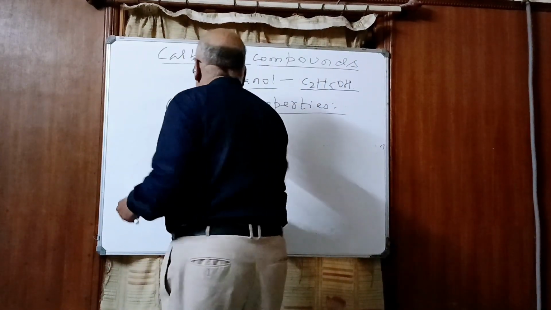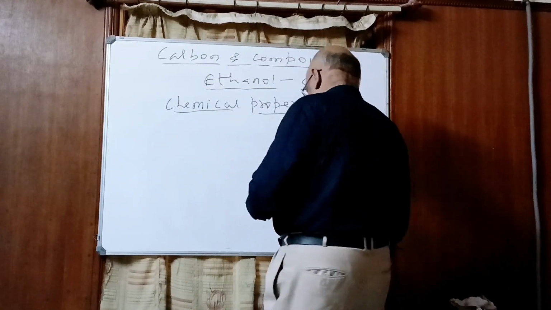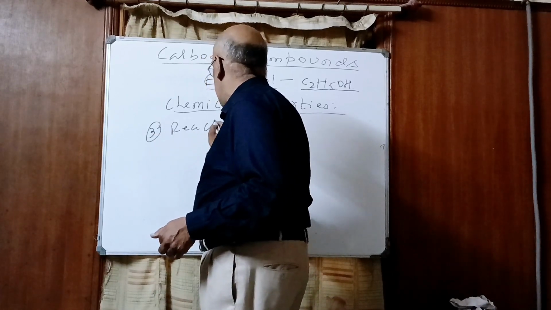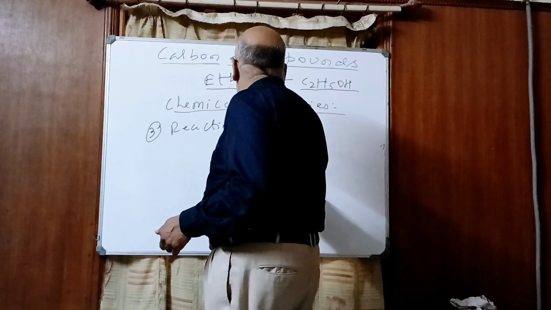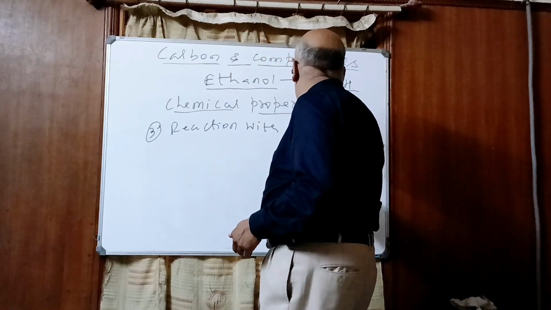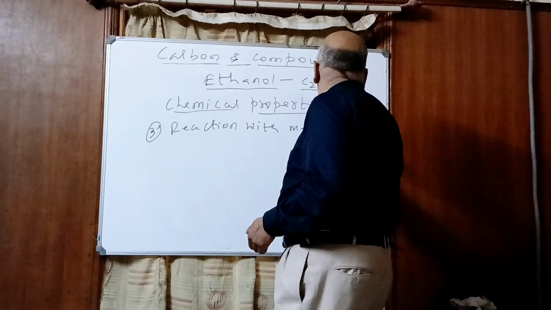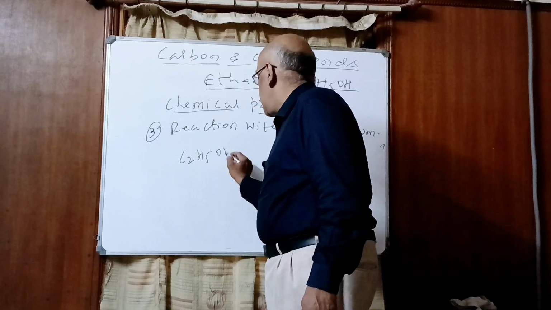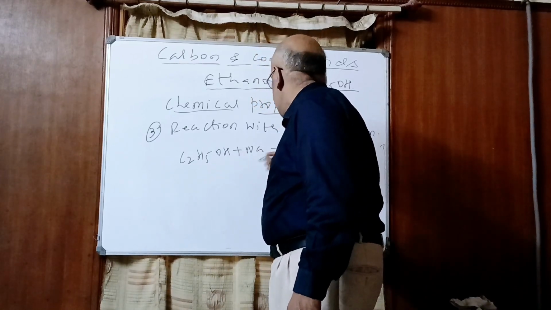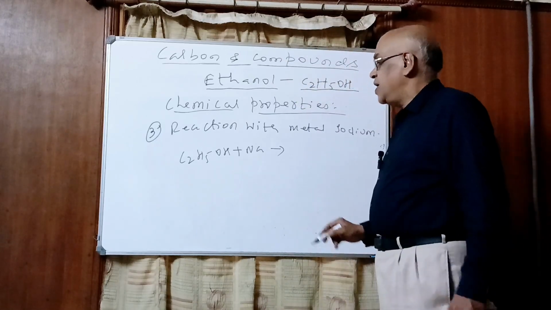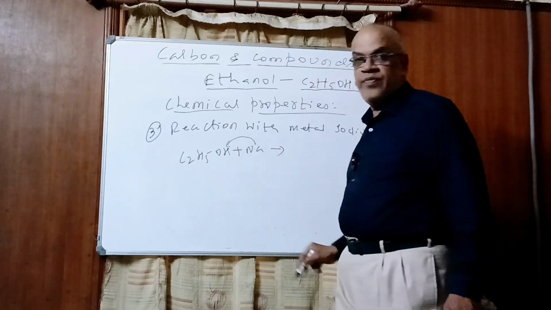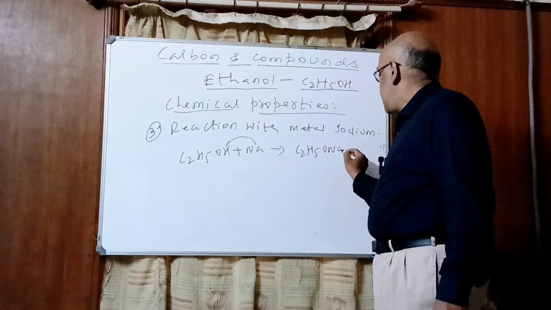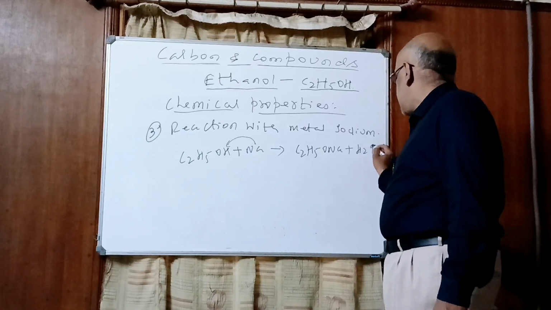Combustion, oxidation, reaction with metals. Reaction with metal, sodium. What is that? Alcohol, C2H5OH, reacts with metal sodium, children. Already we studied the reactivity series, isn't it? Sodium is more reactive than hydrogen. Yes or no, children? What happens? C2H5ONa plus hydrogen gas is liberated.